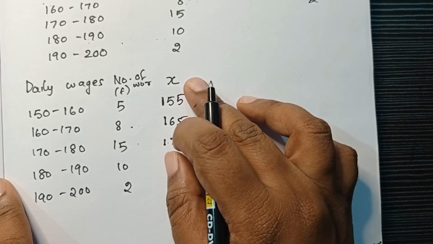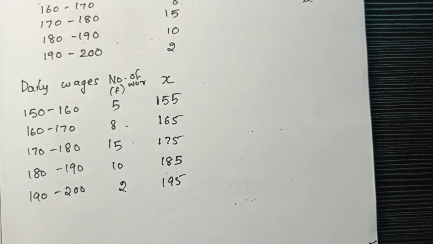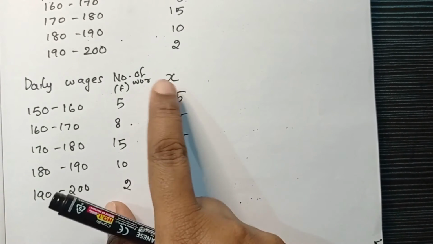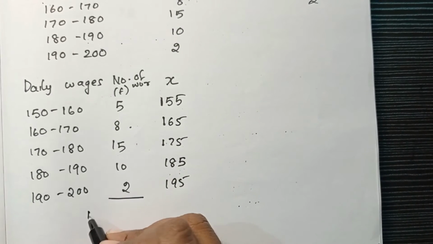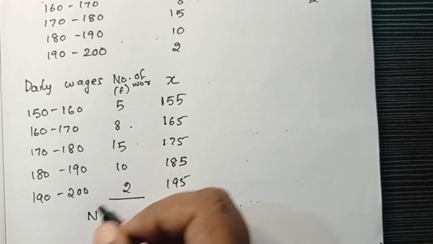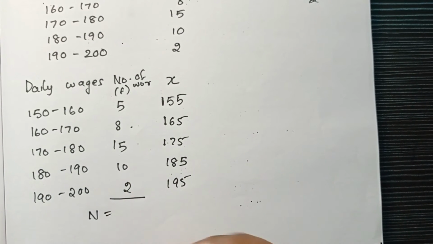So we have got x, we have got f. Now, using the previous formula, we just have to multiply these two and then divide by the total value of f. First let us find the total value of f. N equal to, we are just going to add 5 plus 8 plus 15 plus 10 plus 2, that is 40.